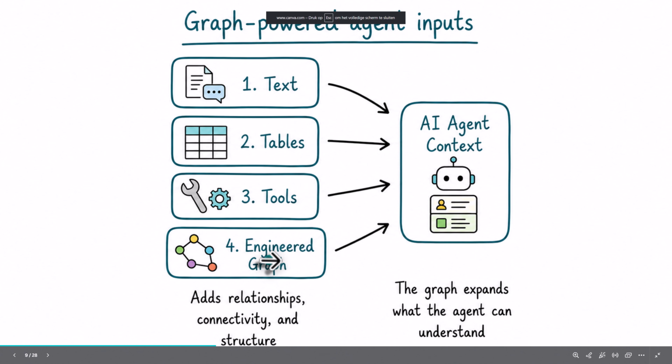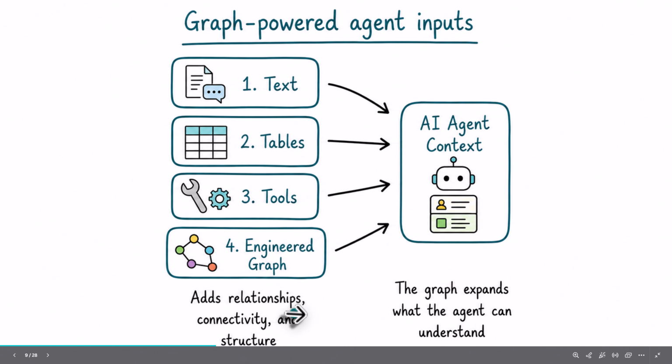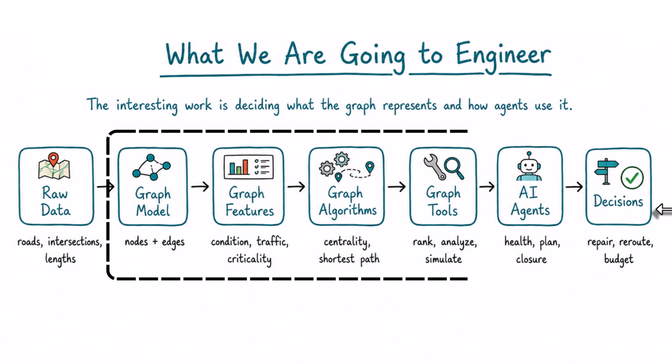So what we want to give our agent as context is an engineered graph, which adds that relationship and connectivity. And that's what we are going to engineer. Basically, we take a graph model, then we extract features from it, we apply some graph algorithms, and then we have some graph tools inside an agent system, and then we can decide. That's, in a nutshell, what we are going to do.